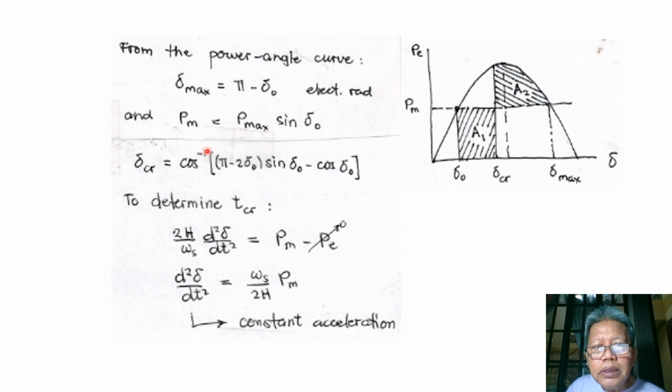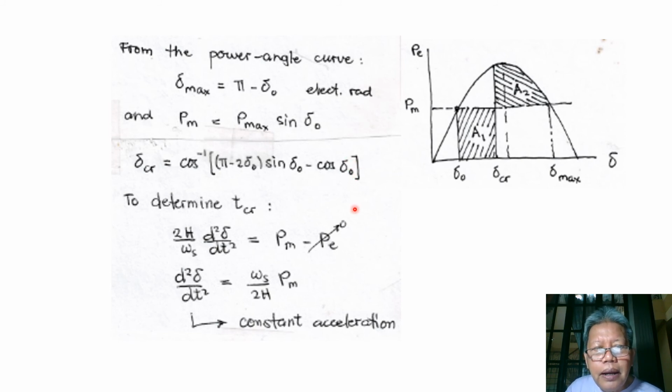And Pm is equal to Pmax sine delta O from our equation, because Pe is equal to Pm. So therefore, our delta CR will just be equal to the cosine inverse of (pi minus 2 delta O) sine delta O minus cosine delta O.